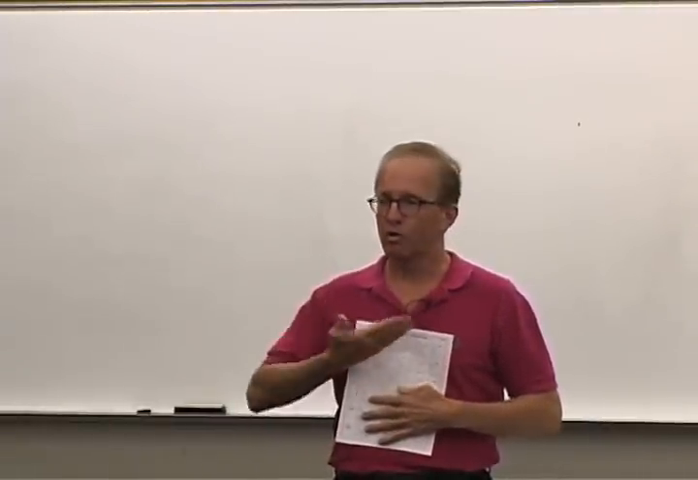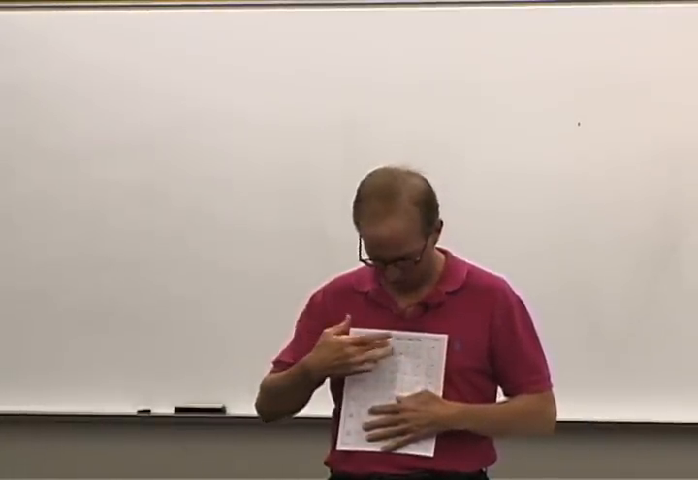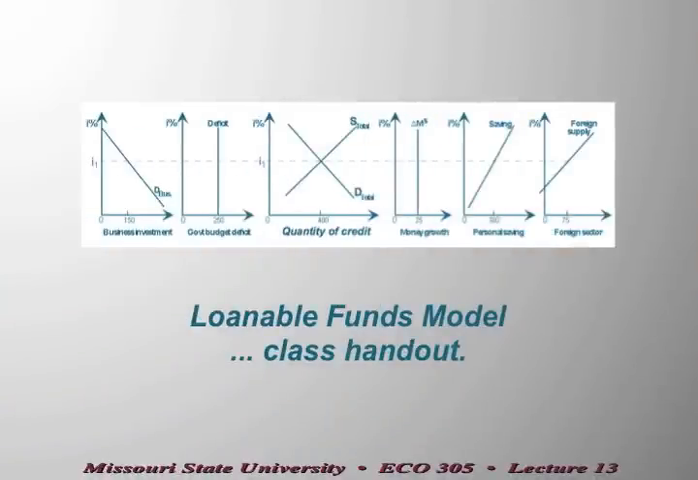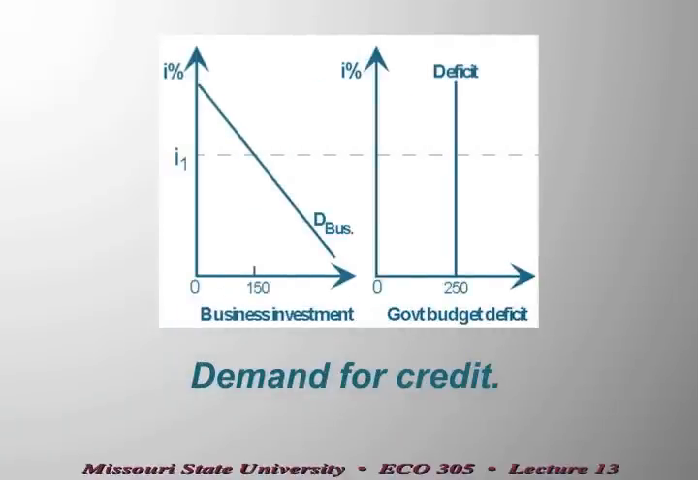There's a row of 1, 2, 3, 4, 5, 6 graphs across, and those all work together, and that's it, okay? And that is our basic model. What you can see is there are two demand curves. There's a demand by the business sector for credit, and there's a demand by the government sector for credit.